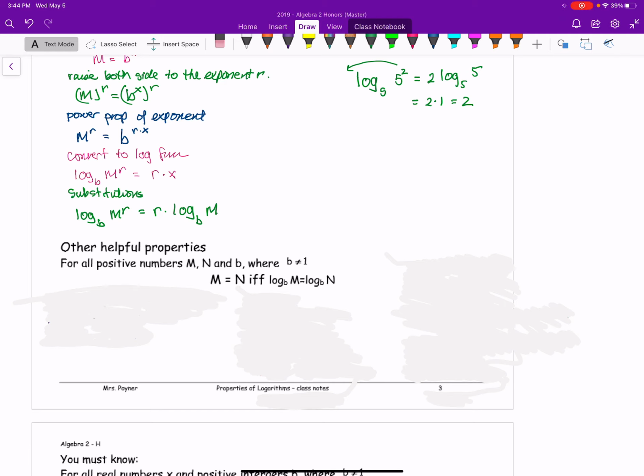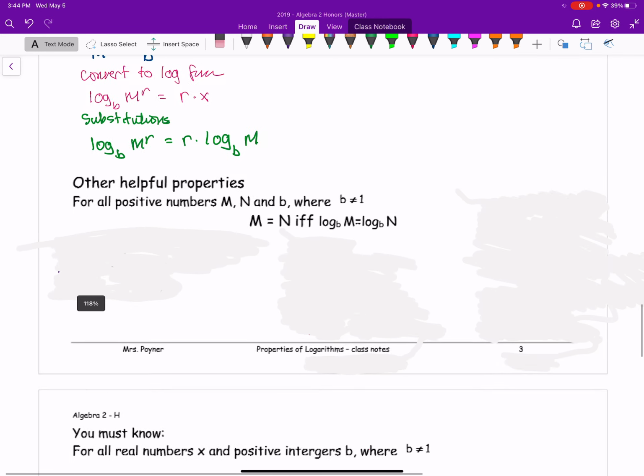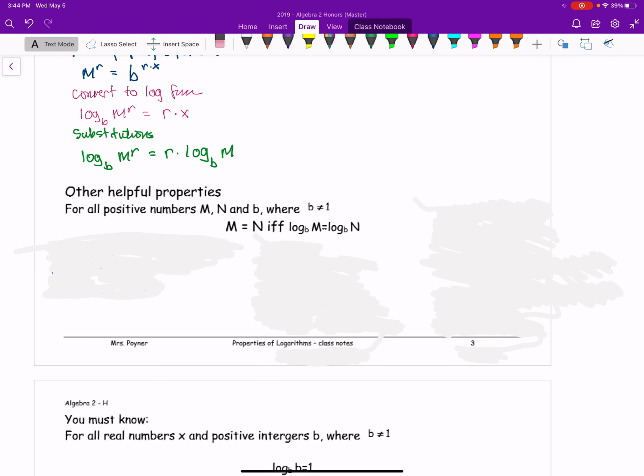Logarithmic Properties, Part 3. There are a few more properties that are useful when we solve logarithmic equations or exponential equations, or use these properties for other things. One of them is that if two things are equal, you can take the log with the same base on both sides of the equal sign, and vice versa.